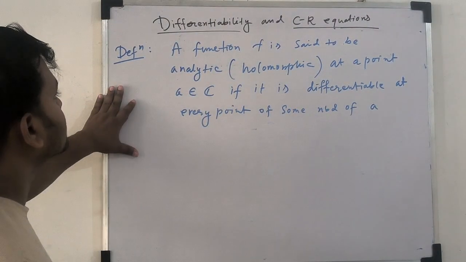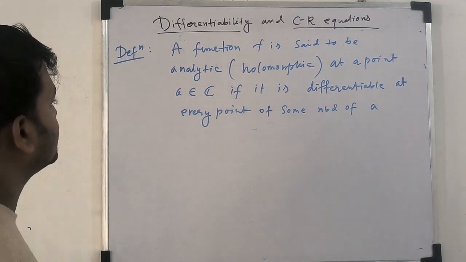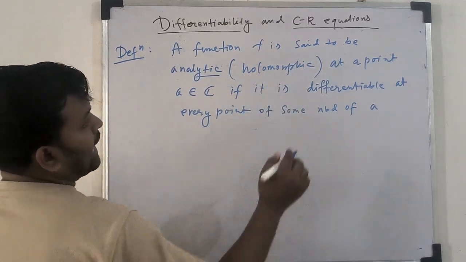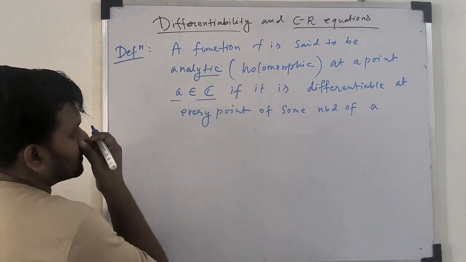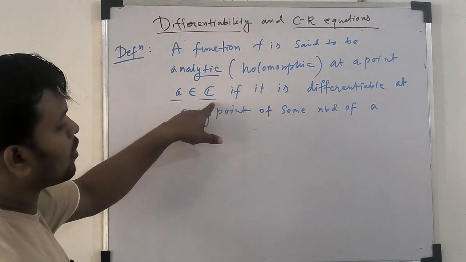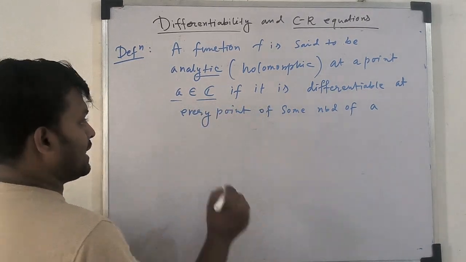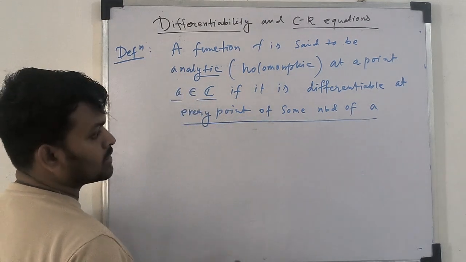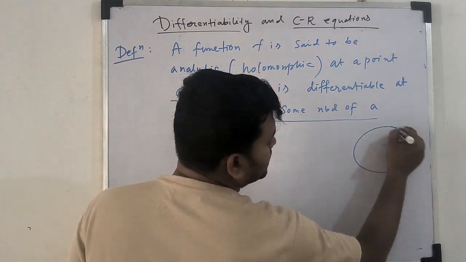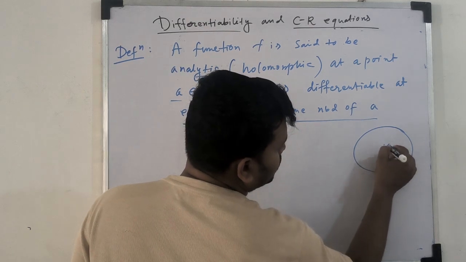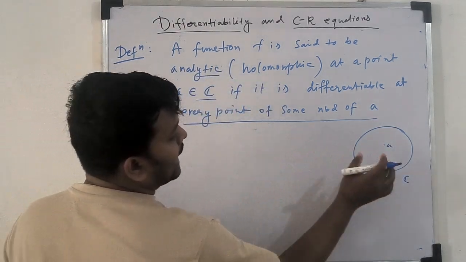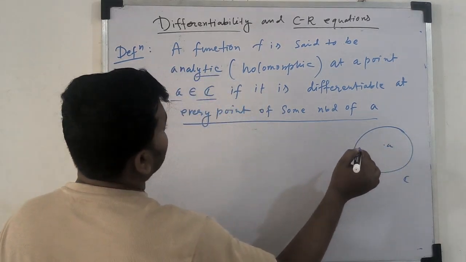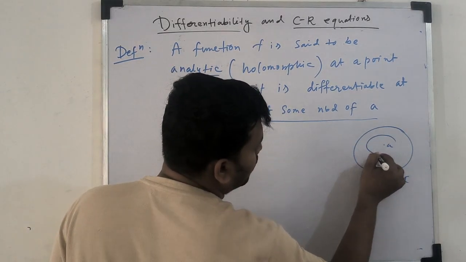So let us define the definition of an analytic function. A function f is said to be analytic, sometimes called a holomorphic function, at a point a in the set of complex numbers if it is differentiable. This is very important. If it is differentiable at every point of some neighborhood of a, then f is said to be analytic at this point a.